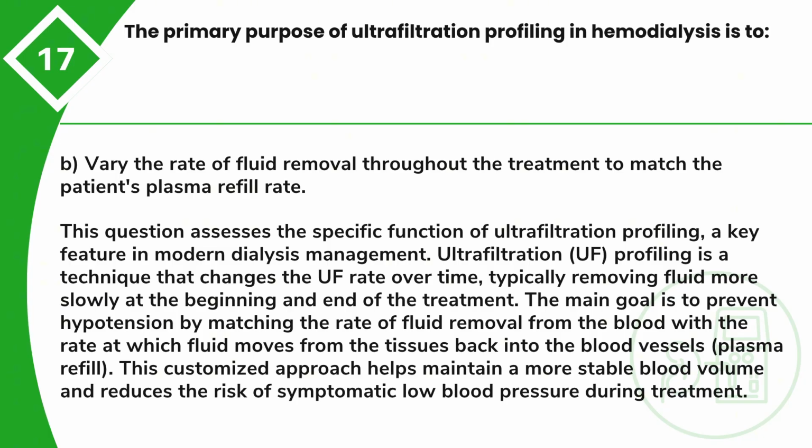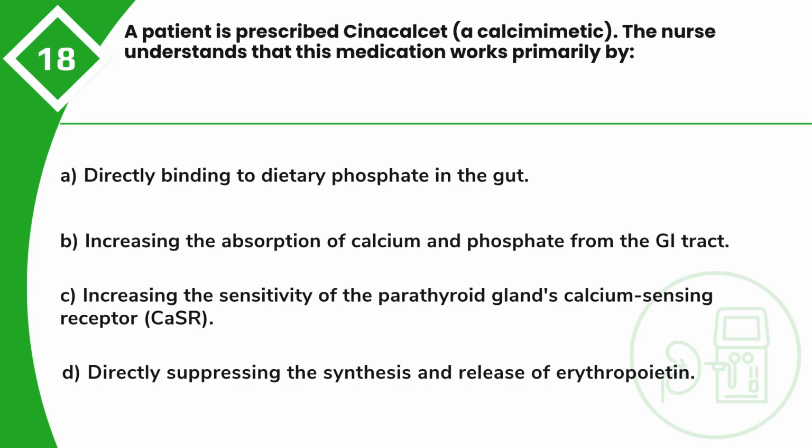This question assesses the specific function of ultrafiltration profiling, a key feature in modern dialysis management. Ultrafiltration, UF, profiling is a technique that changes the UF rate over time, typically removing fluid more slowly at the beginning and end of the treatment. The main goal is to prevent hypotension by matching the rate of fluid removal from the blood with the rate at which fluid moves from the tissues back into the blood vessels, plasma refill. This customized approach helps maintain a more stable blood volume and reduces the risk of symptomatic low blood pressure during treatment. Question 18. A patient is prescribed cinacalcet, a calcimimetic.